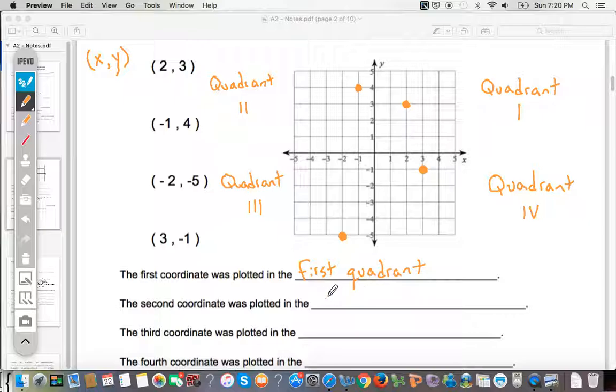Okay, so our first coordinate was plotted in the first quadrant. Our second was plotted in the second quadrant. Our third coordinate was plotted in the third quadrant. And last, our fourth point was in the fourth quadrant. Okay, just pause the video if you need more time.